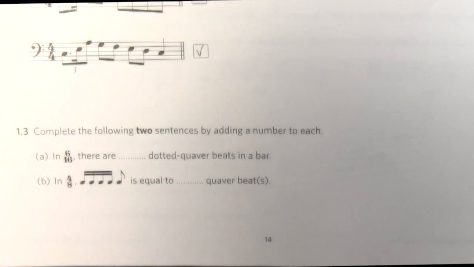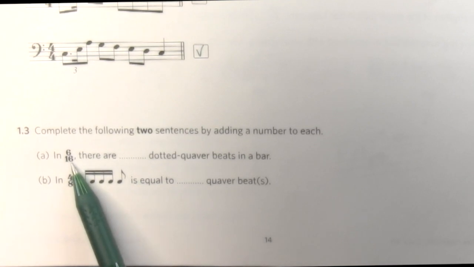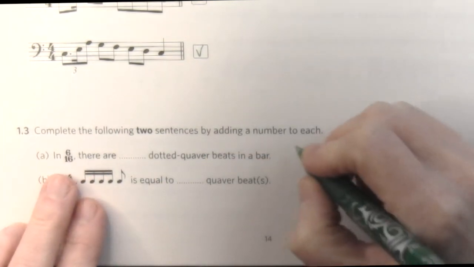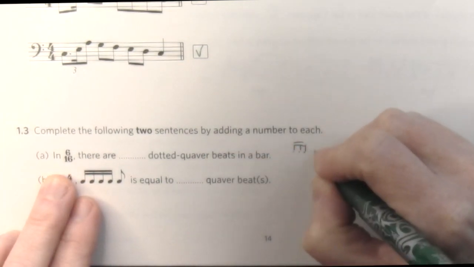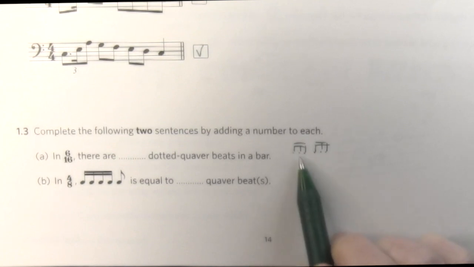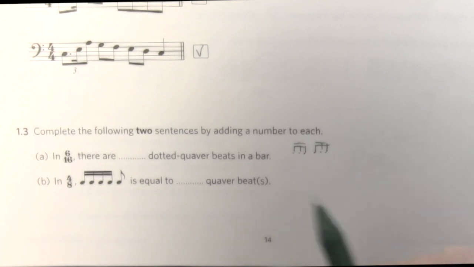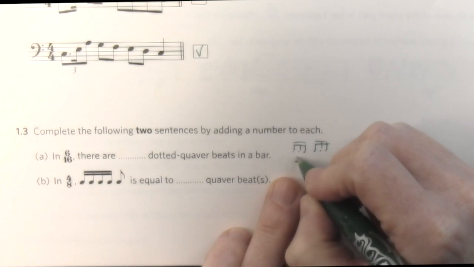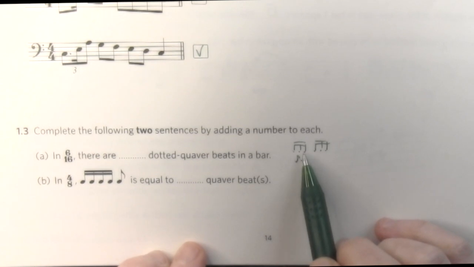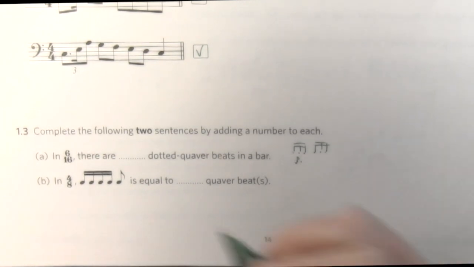And question 3. In this question, we have to complete the 2 sentences by adding a number to each. In 6/16, so 6 semiquavers grouped in 3, there are a number of dotted quaver beats. So 6/16 means 3 and 3 semiquavers grouped in 3, so 2 groups of 3, and each of the groups is equal to a dotted quaver, because 2 semiquavers equals a quaver, and the dot is made up of this semiquaver. So we have 2 dotted quaver beats.